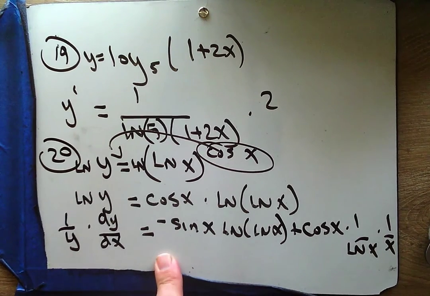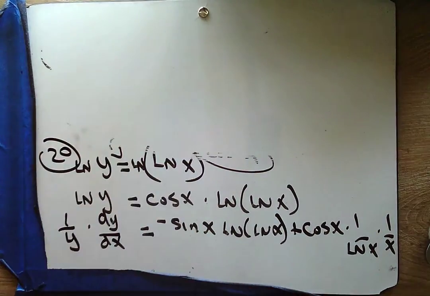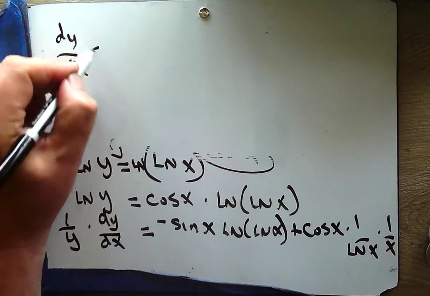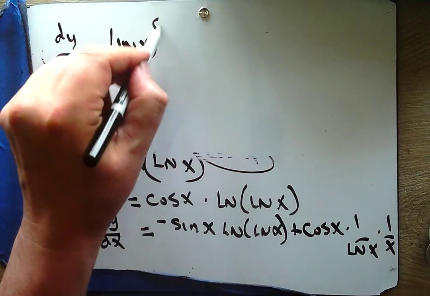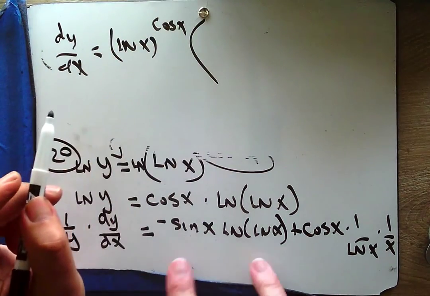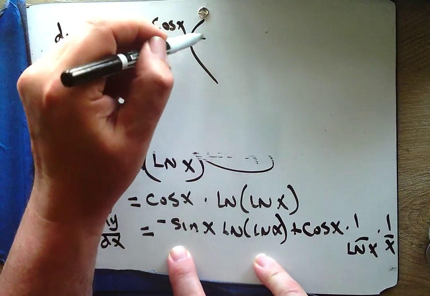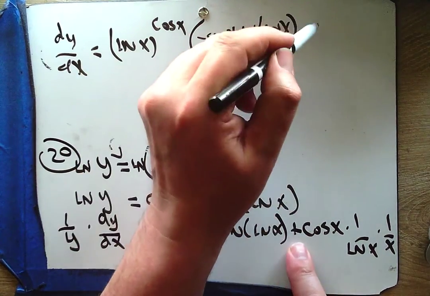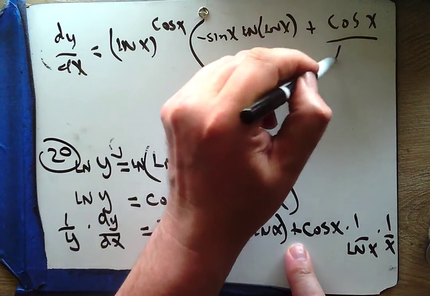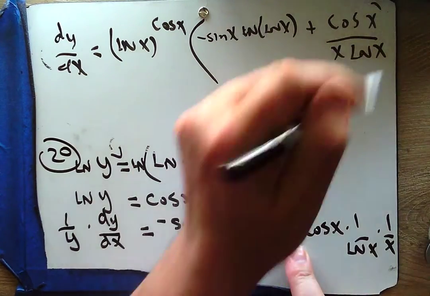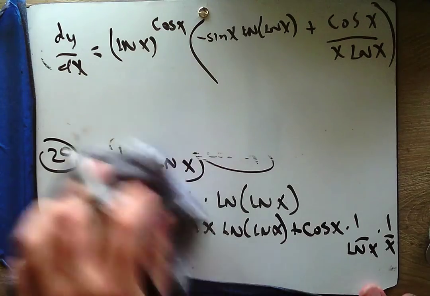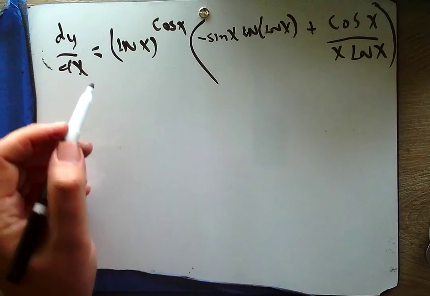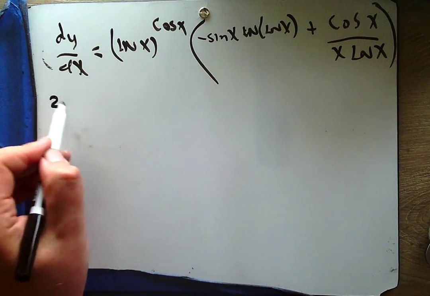Still got to multiply both sides by y, and remember y was originally in this problem ln x raised to the cosine x power. So dy/dx will be ln of x raised to the cosine of x times negative sine x ln of ln of x plus cosine x over x ln of x. Yay! All right. Hey, so we're about a third of the way done. That's kind of cool. 21.